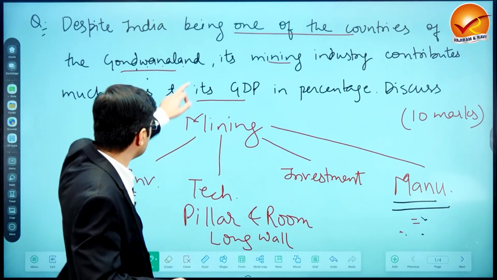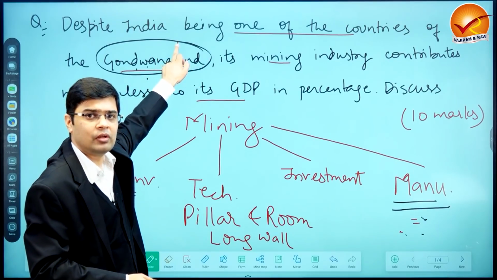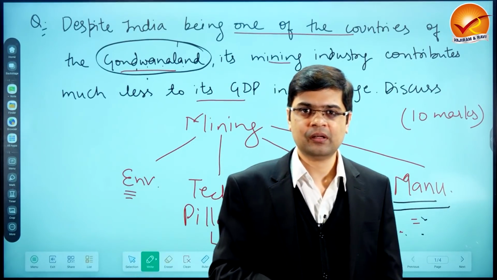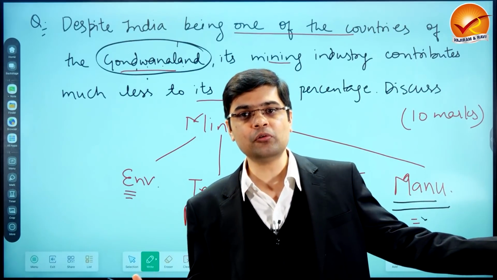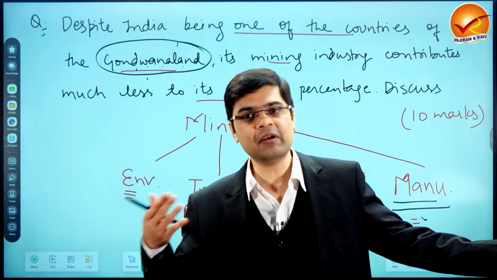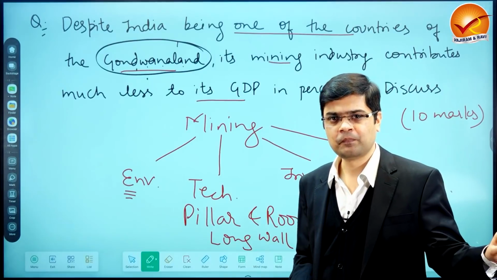You can also include, because this is related to Gondwana land, one aspect can be coal. You can talk about the nationalization of coal mines. The productivity has been less. The captive miners were not allowed to sell their produce in the open market. Commercial mining was permitted very late in case of coal. So all these aspects you can discuss here.